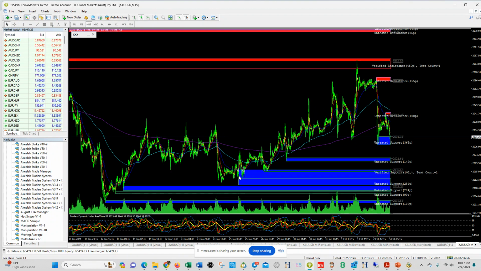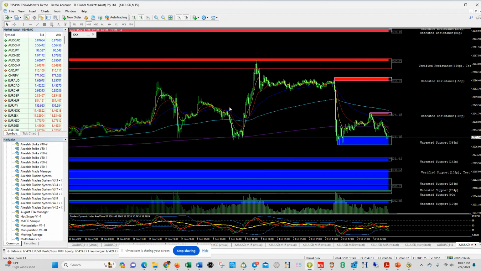It says, okay, I see a zone is created, but I'm also looking at this TDI to tell me if the market is in either an overbought or oversold situation to further substantiate this buy. And so our system is saying, even though you created a demand zone here, I want to see that the market is oversold, which means sellers have been pushing the market down. The sellers are exhausted to the point where we should start to buy.